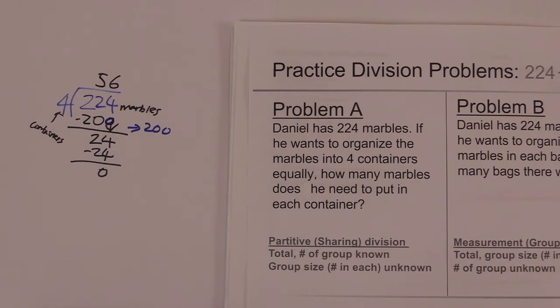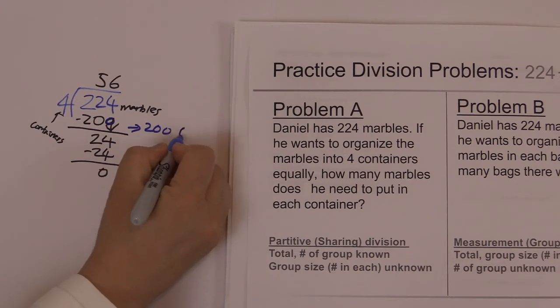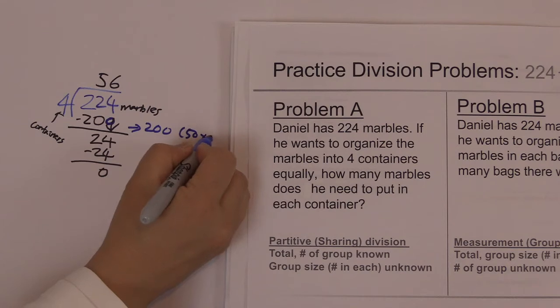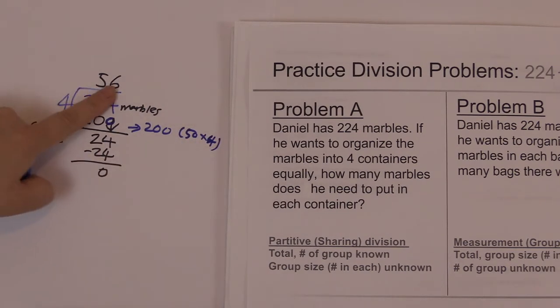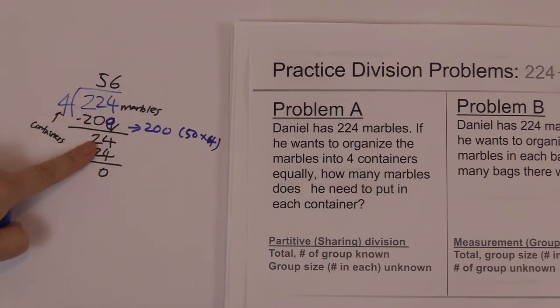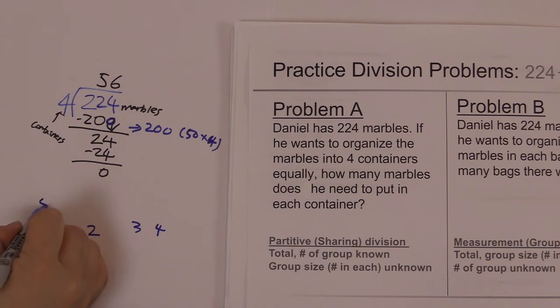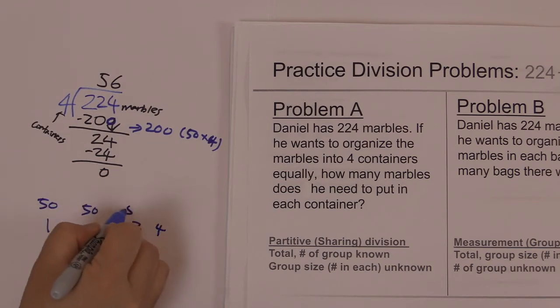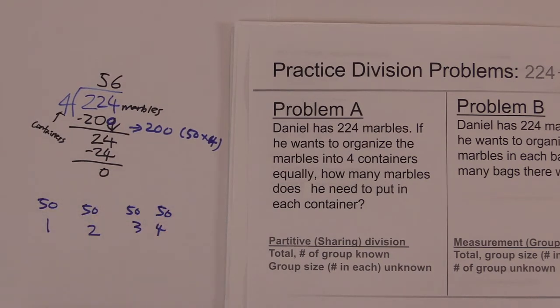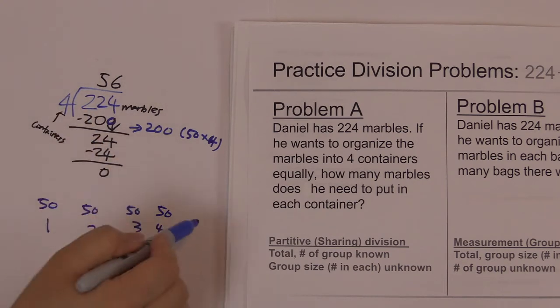And what does 200 mean in here? This means 50 groups of 4. 50 groups of 4 is 200. So in my 200, there are 50 groups of 4 I can find. Or I can put 50 marbles into 4 containers so far. So I spent 200 here. I have container 1, 2, 3, 4, and I put 50 in each. And then I have used 200 so far.